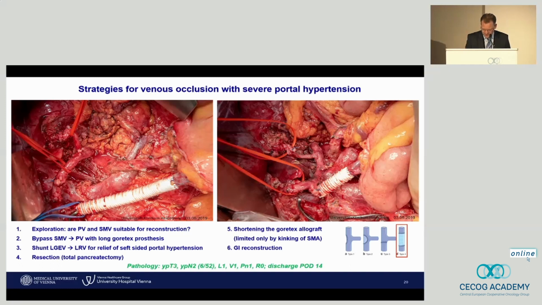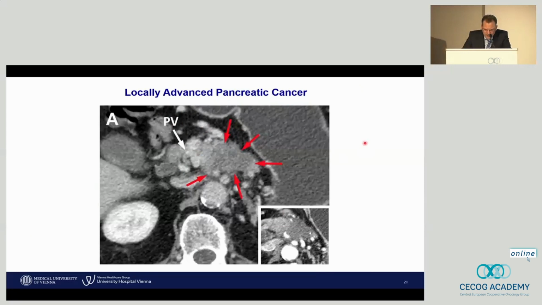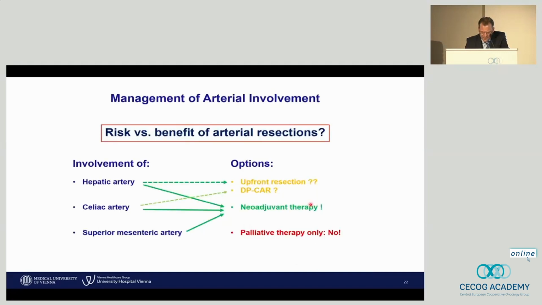So surgery is evolving in borderline resectable pancreatic cancer with venous involvement. What about locally advanced pancreatic cancer with arterial involvement, like this pancreatic body cancer? In these cancers, the veins are also involved. You can see here this collateralization, but here you can see that the arteries are also involved. And in this case, there are different options. I think the best option is neoadjuvant therapy, and I will tell you why in the next slides.